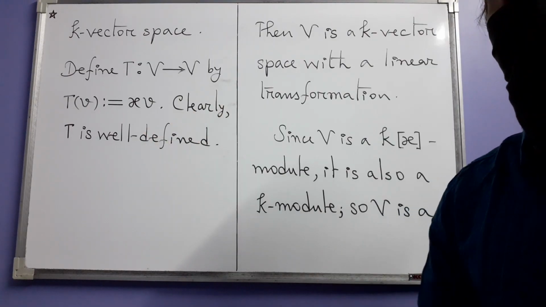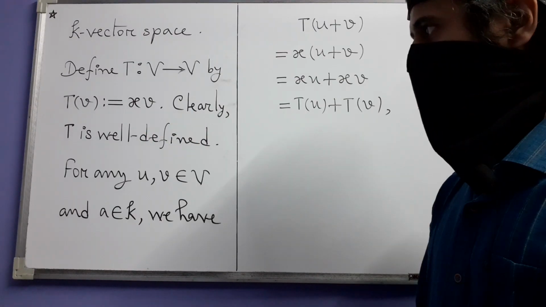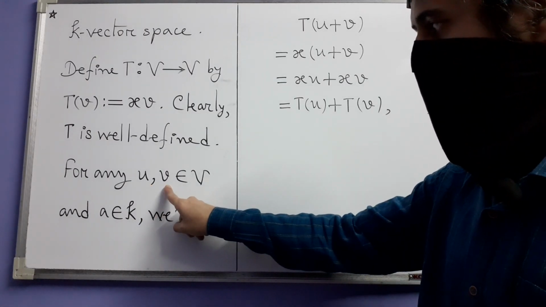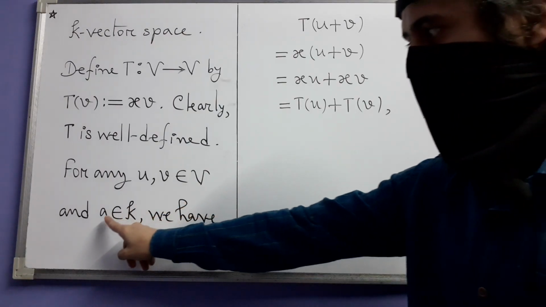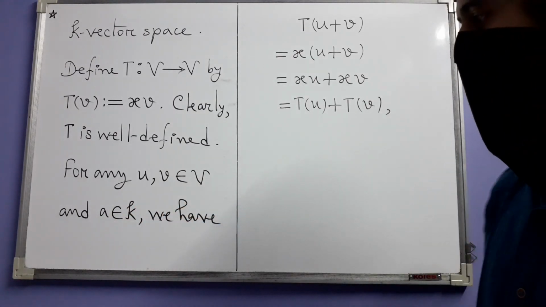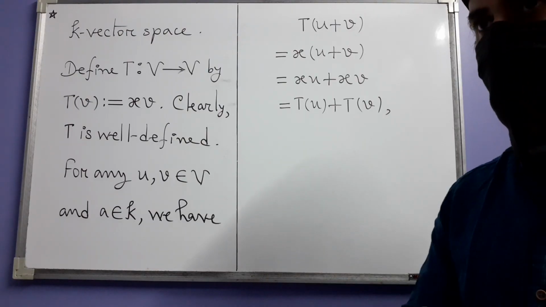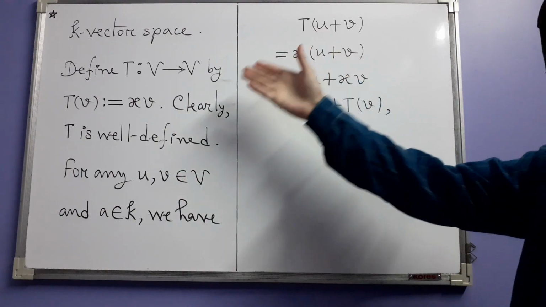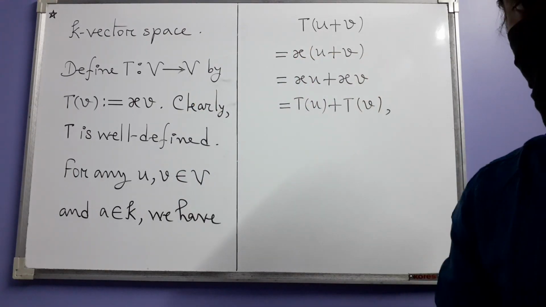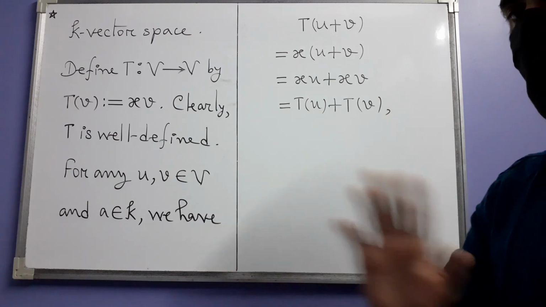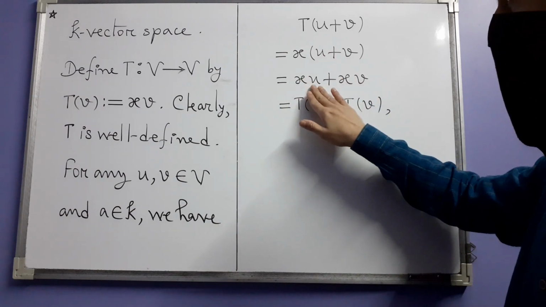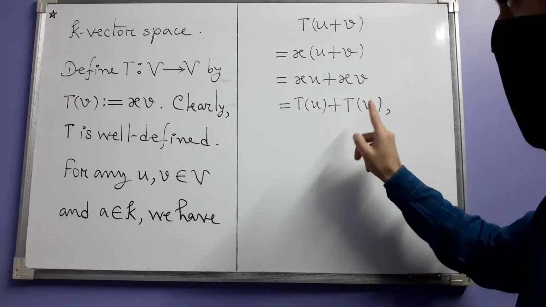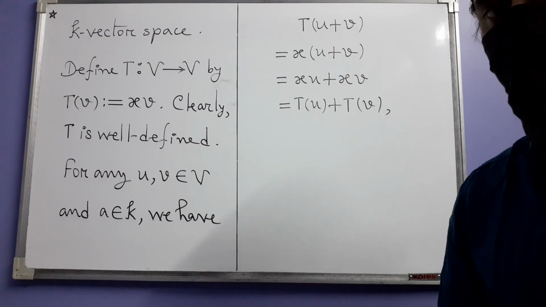Now this will be a linear transformation. To show that T is a linear transformation, we take any two vectors u and v in our vector space capital V and any scalar a in the field K. Now let us first show that T respects vector addition. So we calculate T of u plus v. By definition, that is x times (u plus v). Now using one of the module axioms, this equals xu plus xv. However, xu is T of u and xv is T of v. So that's how T respects addition.